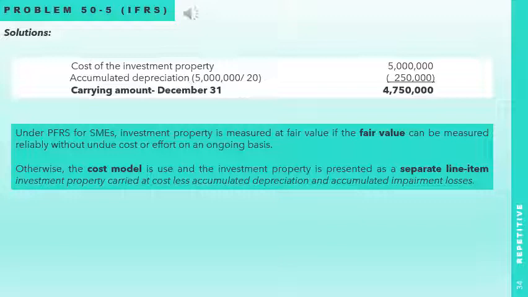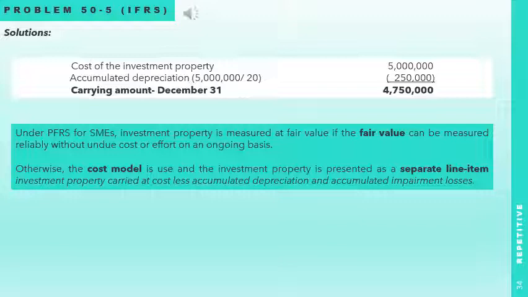Thus, to get the carrying amount at year-end ng building or ng investment property, ang cost of investment property na 5 million minus 250,000 na accumulated depreciation was calculated by dividing 5 million sa 20 years na useful life, and will arrive sa 4,750,000 na carrying amount on December 31, 2019. And the answer po for this problem 50-5 ay letter D.